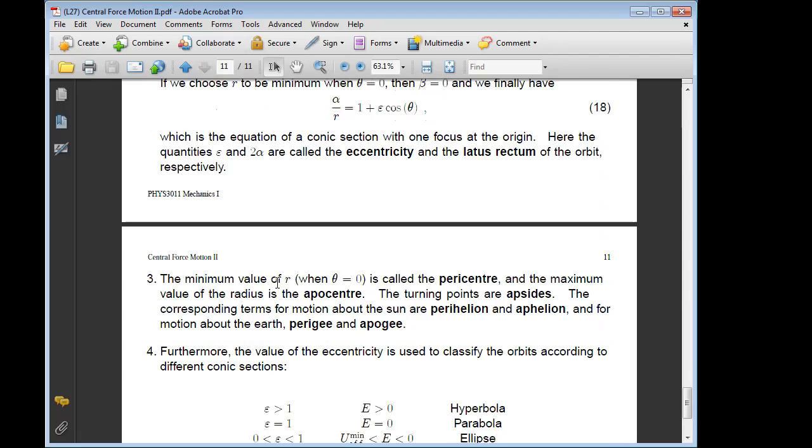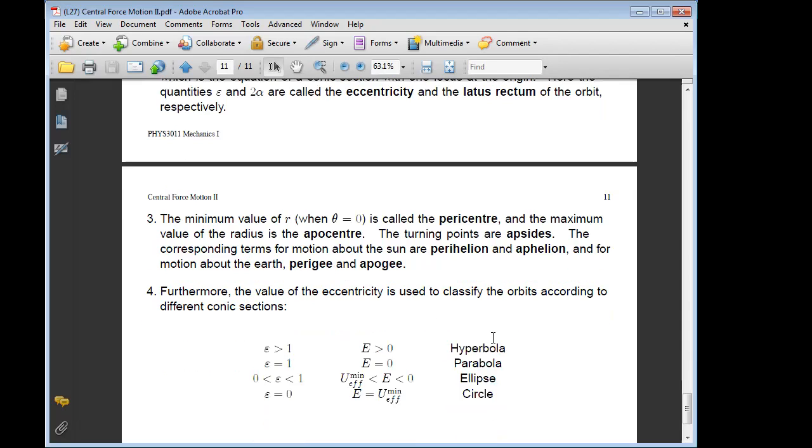Now, the minimum value of r is called the pericenter. The maximum value of the radius is the apocenter. The turning points are apsides. The corresponding terms for motion about the sun are perihelion and aphelion. And for motion about the earth, we call it perigee and apogee, all right?